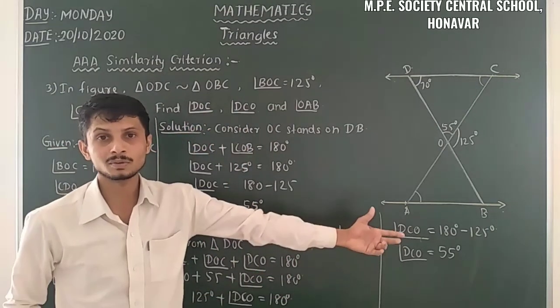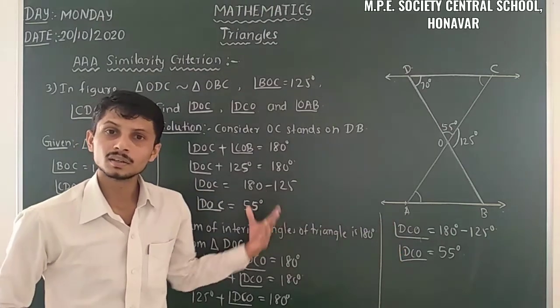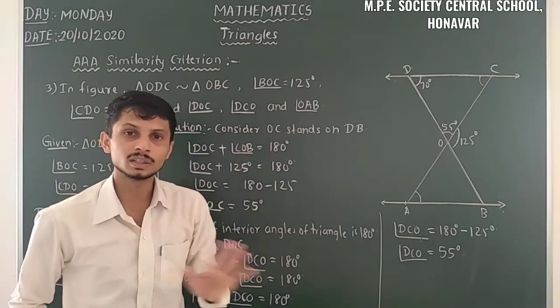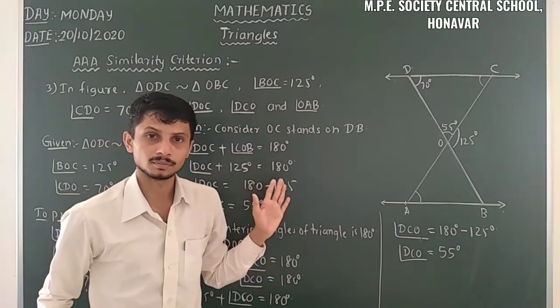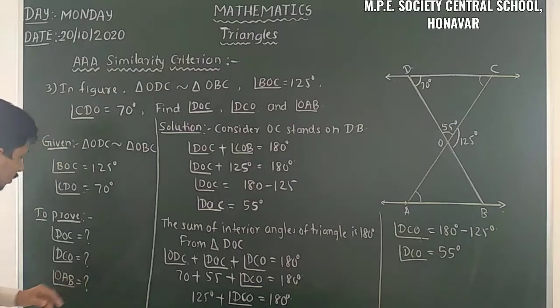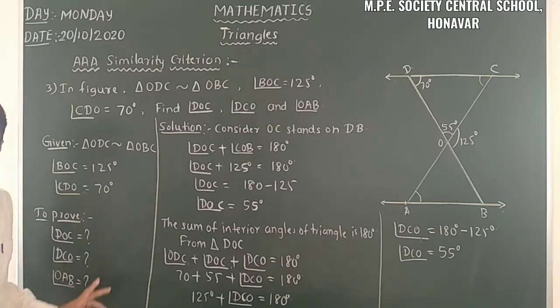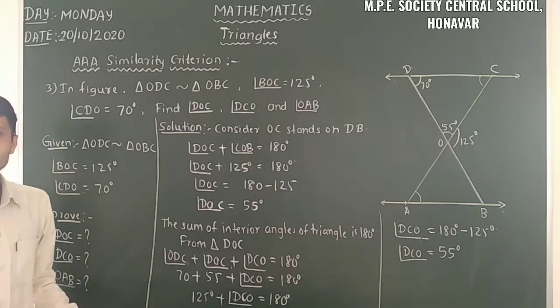From that only we calculated that value. So that's why the sum of interior angles of a triangle is 180 degrees only. There are no confusions at all. Yes. So here we found out the two angles. Here we have only one triangle, and one angle we have to find out.